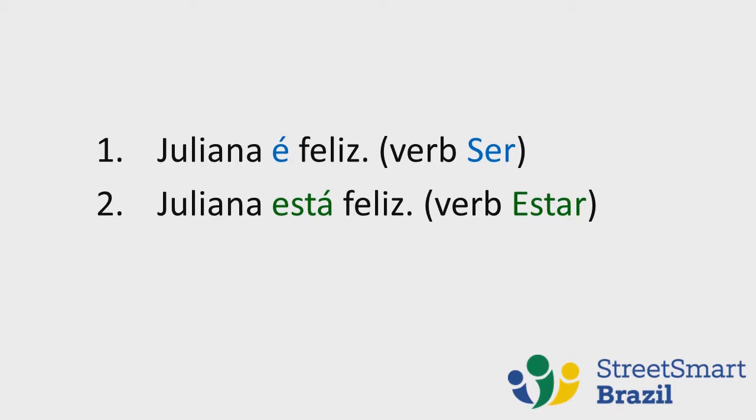They express different ideas. In the first sentence, with the verb ser, I mean that Juliana is a happy person in general. That's who she is. In the second sentence with the verb estar, I mean that she's happy at the moment. Maybe she got good news. Maybe she loves a beautiful sunny day, and today is beautiful and sunny. So the context will tell you what's happening, but the fact is that when you use the verb estar, you're talking about how she feels at the moment.